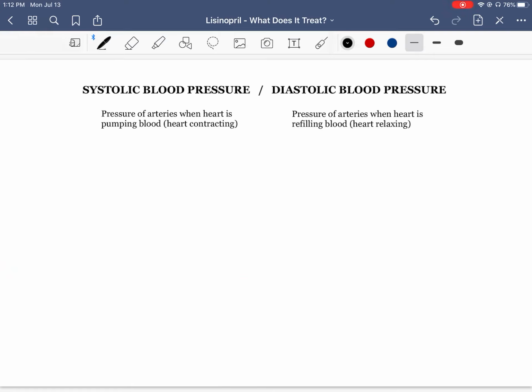Our blood pressure has two numbers, systolic blood pressure and diastolic blood pressure. When we see blood pressure measurements, we see systolic blood pressure on the top and diastolic blood pressure on the bottom. Systolic blood pressure refers to the pressure of the arteries when the heart is pumping blood, otherwise known as when the heart is contracting. On the other hand, diastolic blood pressure refers to the pressure of the arteries when the heart is refilling with blood, otherwise known as when the heart is relaxing.